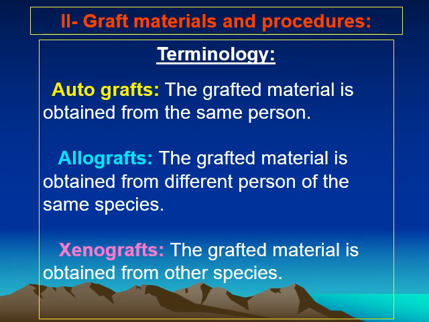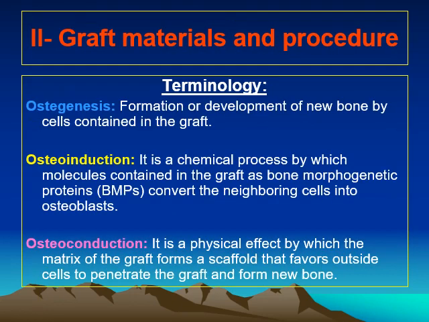Xenografts means that the grafted material is obtained from other species. They are also categorized and evaluated based on their osteogenic, osteoinductive, or osteoconductive potential. We have to know those terminologies.